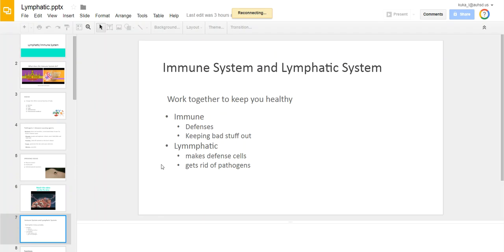All right, your immune system and lymphatic system. They're actually the same, or we consider them in the same systems. So you'll see lymphatic immune system or immune lymphatic system. They work together to keep you healthy. So the immune system has more of your defenses, your white blood cells, and it helps keep the bad stuff out. So it's mostly your defense. Your lymphatic system is what is going to get rid of the pathogens. So all the stuff that your immune system kills, those cells, that's how we break it down and get rid of it. And it also makes your defense cells.